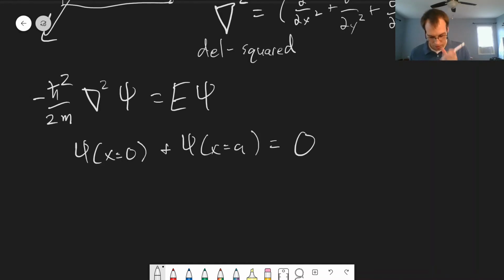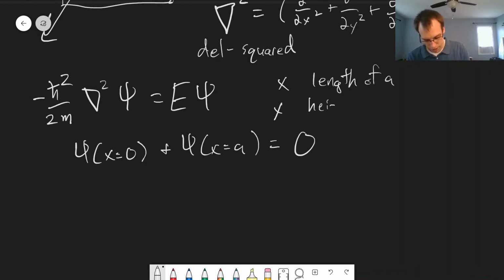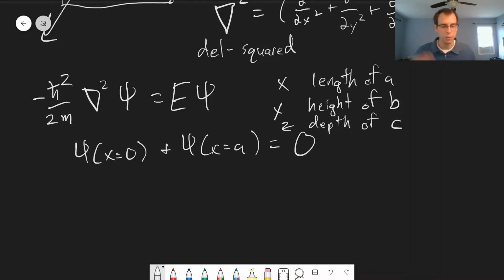And one thing I forgot to mention is that we'll call the lengths of the box, so the x dimension length of a, y, the height of the box, will be b, and z, the depth of the box, will be given by c. So we have these, I say it as a cube where a, b, and c are the same. They could be different lengths, right? This could be a rectangular prism instead.